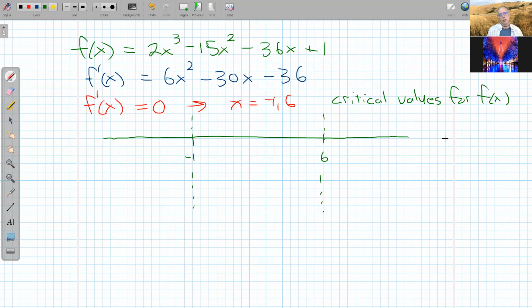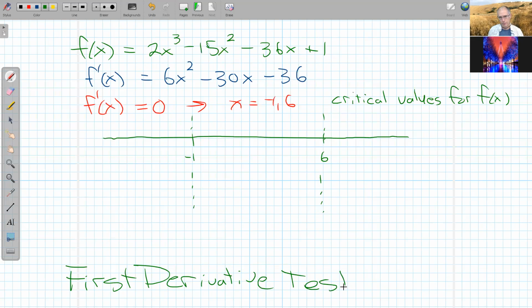And critical values are candidates for extreme points. The way the first derivative test goes, and this is one of the big powerful ideas about the first derivative, is to do some sign checks to see what's going on.